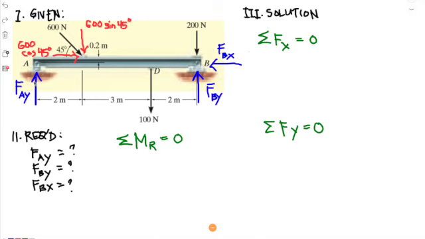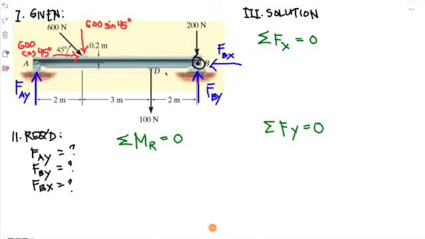So now, what about FAY and FBY? How can we make sense of it? If we do a summation of moments on joint B right here, let's say this is our pivot point, 200 newtons will have no effect on it. FBY will have no effect on it. And FBX will also have no effect on it.